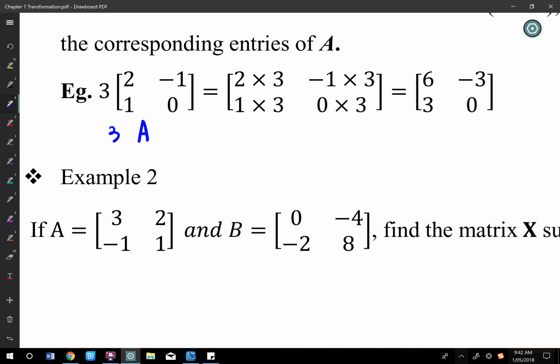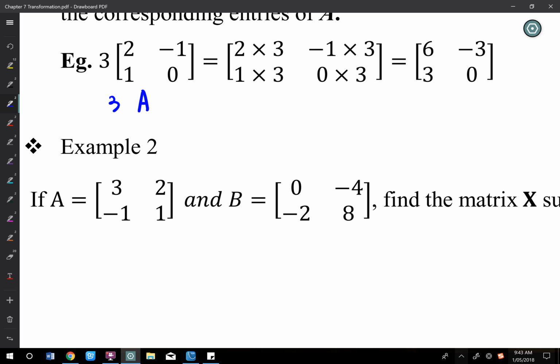That's very easy to do. If the factor is outside, it's a multiply by a factor, so all the entries need to be enlarged by the same number of times. So we have 6, -3, 3, and 0.